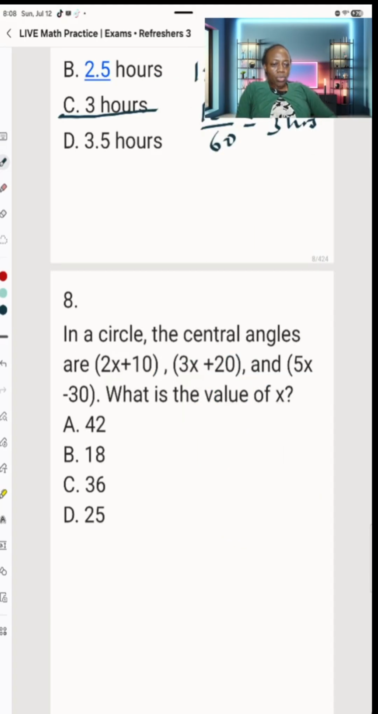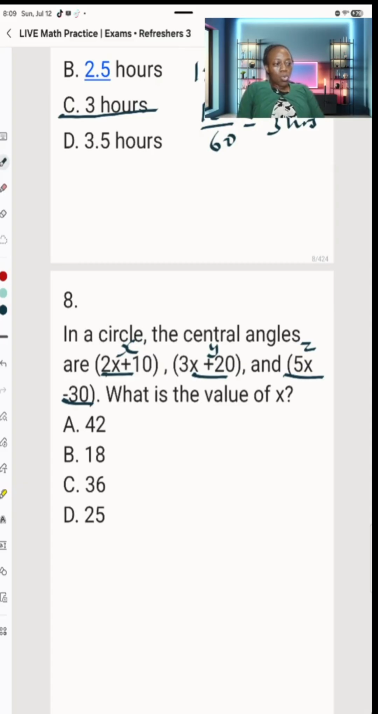If in a circle, the central angles are these 3 now. Let's call them X, Y, and the last one Z. What is the value of X?